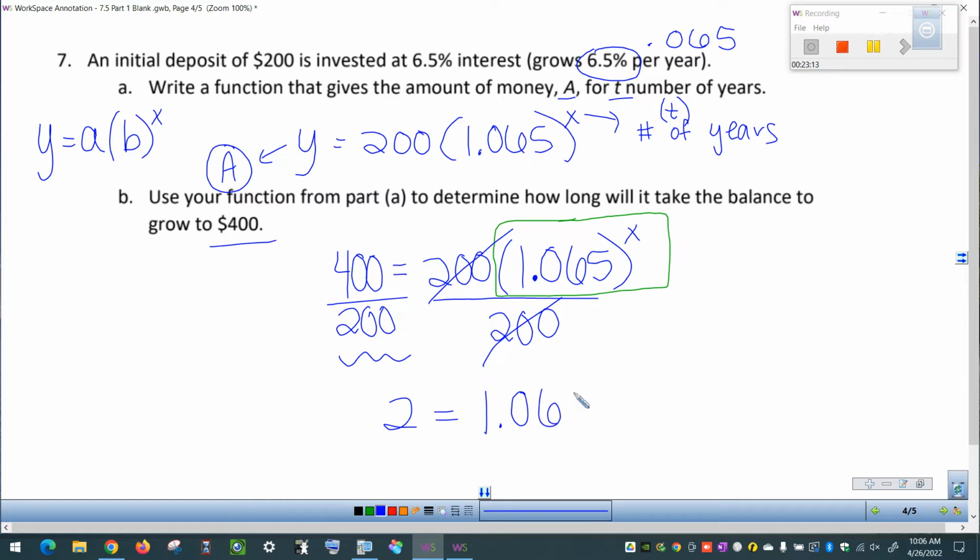And now the equation that we're solving, we've got 2 equals 1.065 raised to the power of x. I'm going to give you a few more minutes again on your own. I want you to go ahead and finish solving this equation, and that's going to tell us the number of years to get to $400.